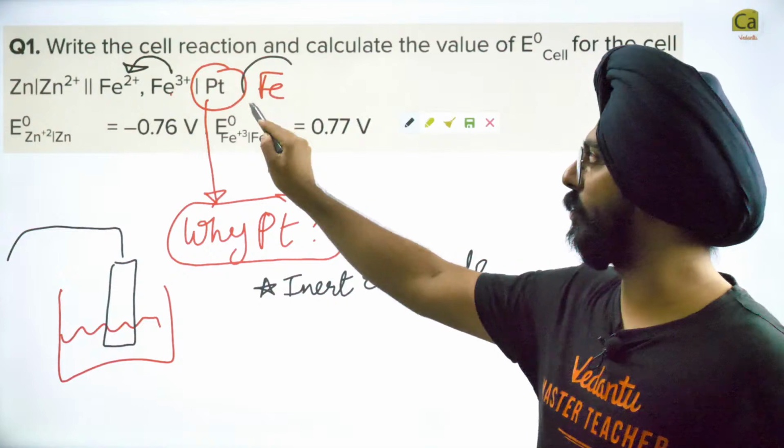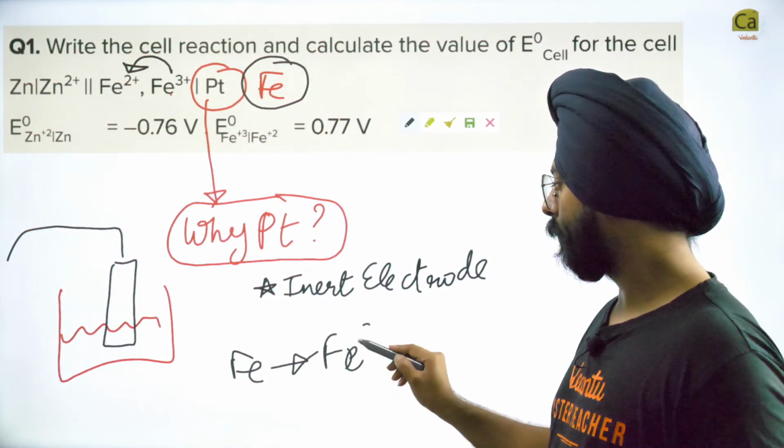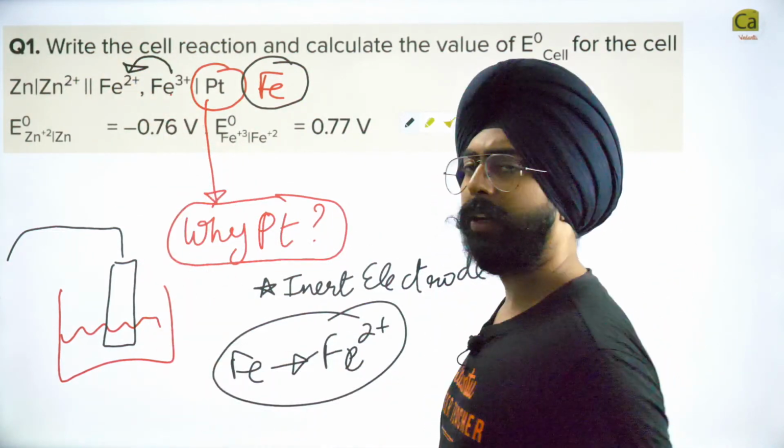If you use Fe over here, if you use iron, then you know iron can also react. Iron can start getting oxidized. It may turn zinc into something else.